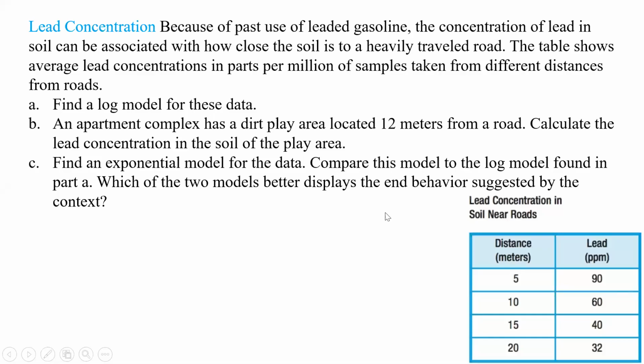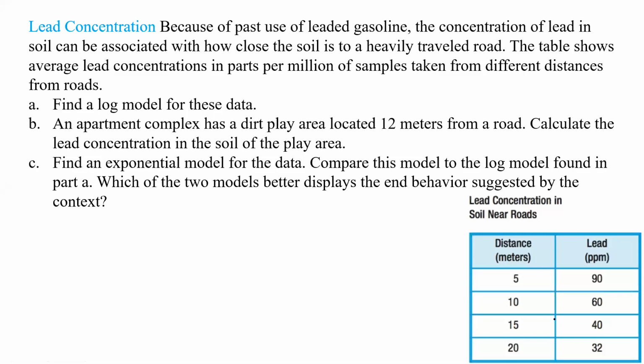Right, so let's do some more examples here. This one we're doing the lead concentration. Because of past use of leaded gasoline, the concentration of lead in soil can be associated with how close the soil is to heavily traveled roads. The table shows average lead concentrations in parts per million in samples taken from different distances from the road.